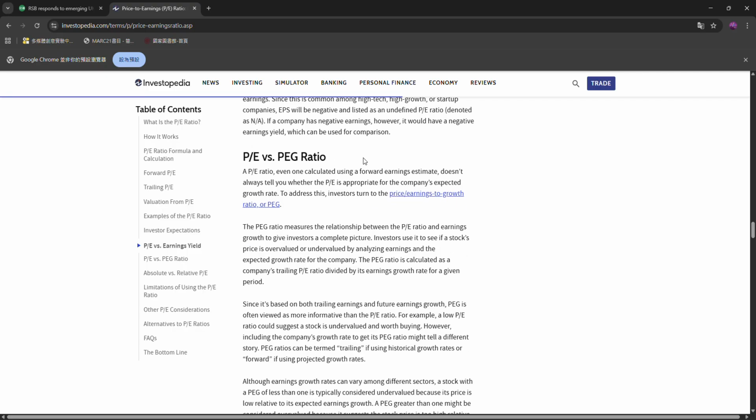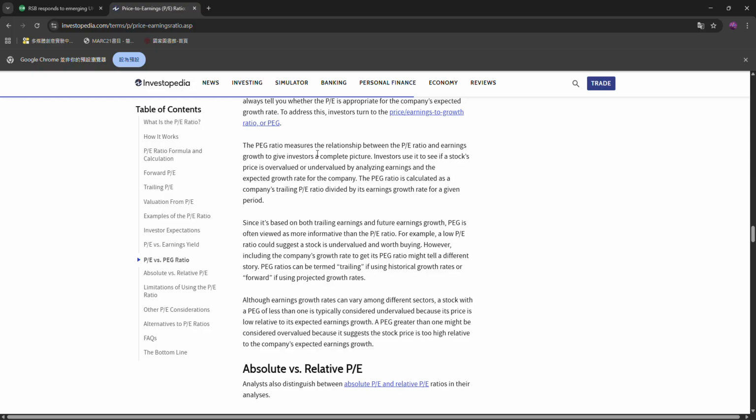PE versus PEG ratio. The PE ratio, even when calculated using a forward earnings estimate, doesn't always tell you whether the PE is appropriate for the company's expected growth rate. To adjust for this, investors turn to the price earnings growth ratio, or PEG. The PEG ratio measures the relationship between the PE ratio and earnings growth to give investors a more complete picture. Investors use it to see if a stock price is overvalued or undervalued by analyzing earnings and the expected growth rate for the company.